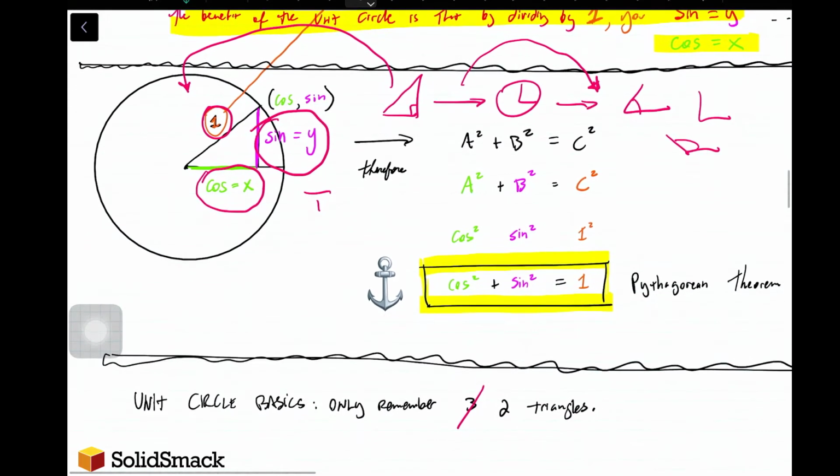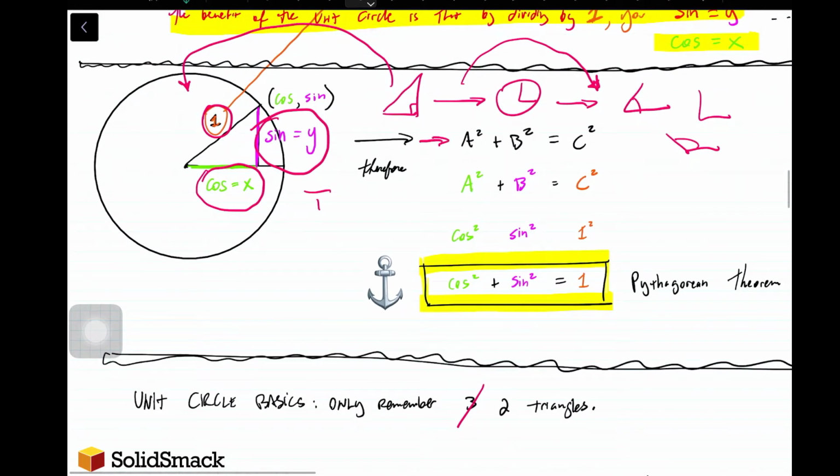So now that you have the Pythagorean Theorem, once you replace it with cosine squared plus sine squared equals 1, you end up with this. This is what I call an anchor point.